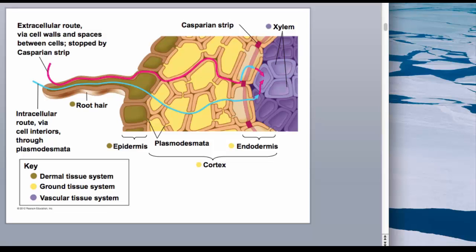This is a cross-section of a root, so we see the root hair off to the side here. Okay, and if you can distinguish the colors, we have this pink line that comes in and follows along and is going to move actually between the cells themselves. Okay, so it kind of takes this outside route and eventually gets into something here labeled as the endodermis.